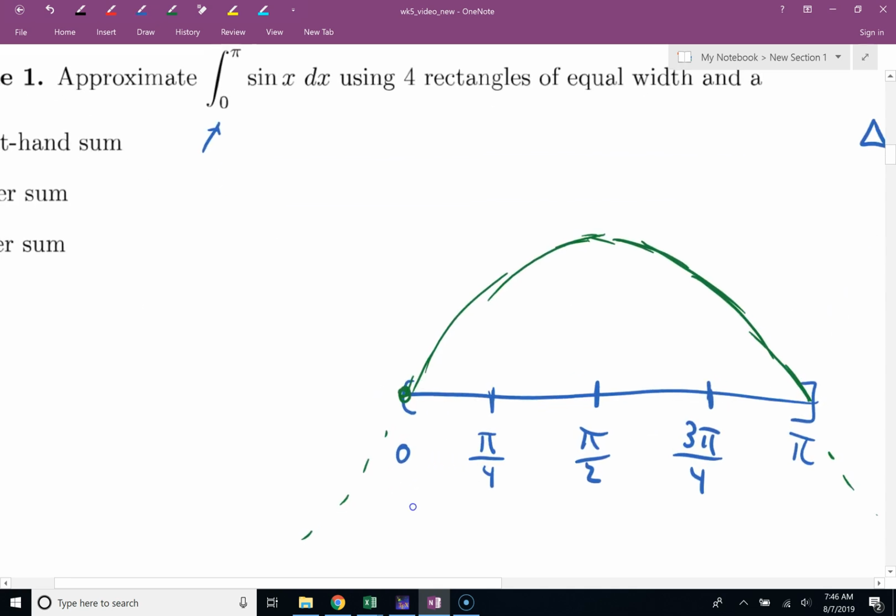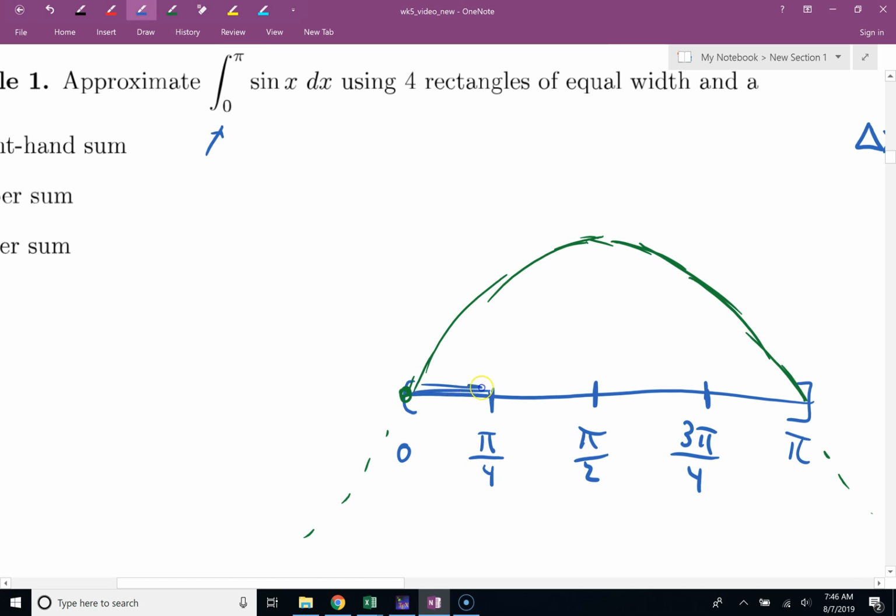And you can see I have successfully done that, right? So this has width pi over 4. This has width pi over 4. This has width pi over 4. This has width pi over 4. So these are going to be my 4 rectangles.